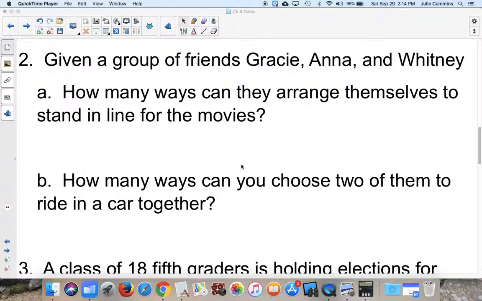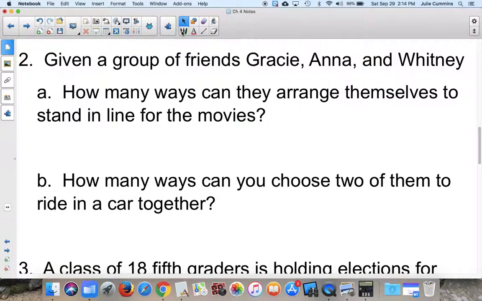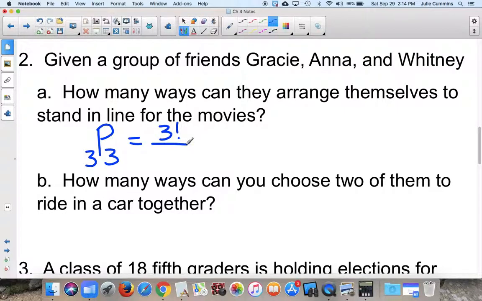So this is going to be a permutation. So we are going to do permutation because order matters. We have 3 people to choose from, and we are going to take all 3 of them. Okay, so it's 3 permutation 3. So if you're using the formula, you would do 3 factorial over 3 minus 3 factorial, which is 0 factorial. 0 factorial is just 1, so we have 3 times 2 times 1, so 6.